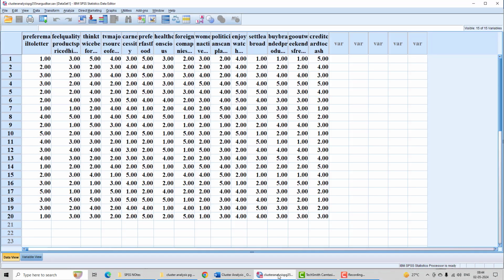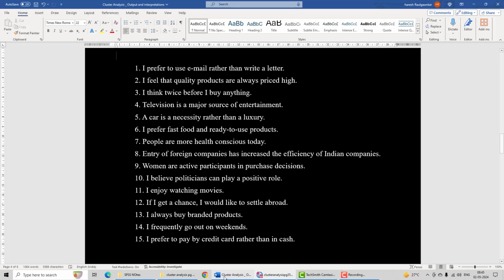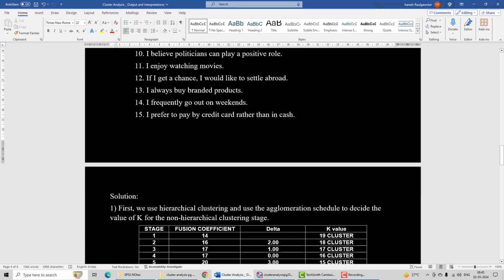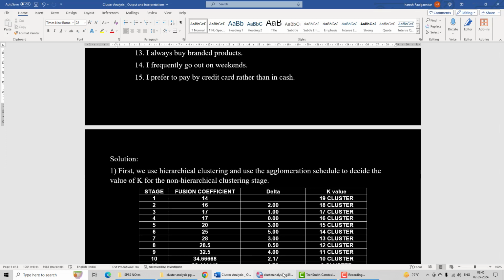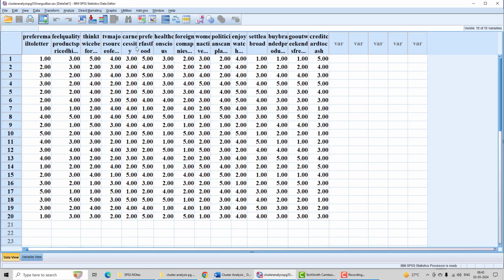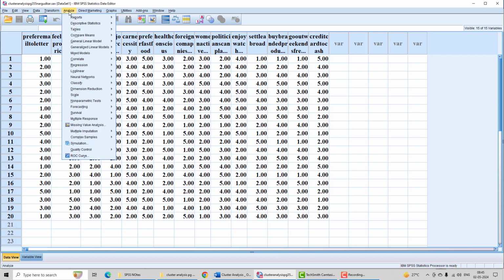Now you can see the data so collected. In this data, each column is a particular statement out of the 15 statements, and we have taken a sample of 20 customers. Now the first step will be to go for hierarchical clustering, and what we are going to get is an agglomeration schedule. So let us perform that.